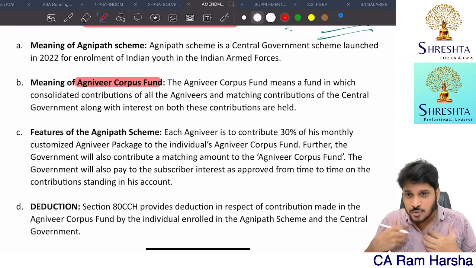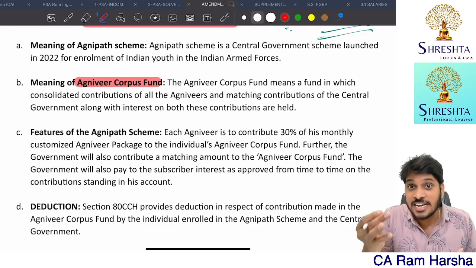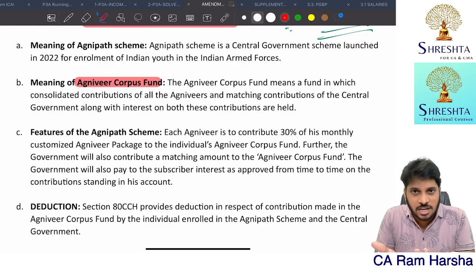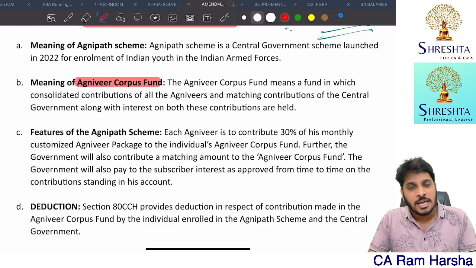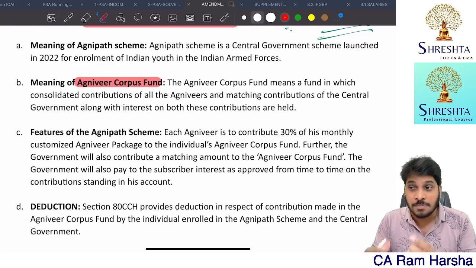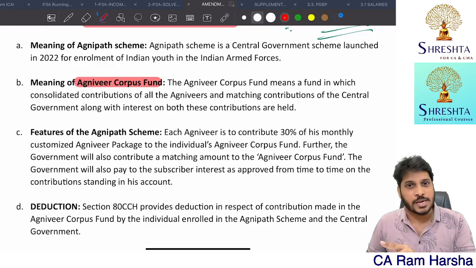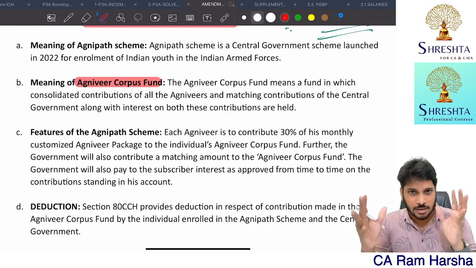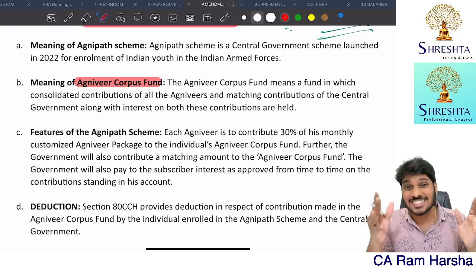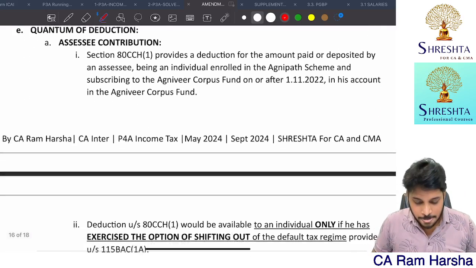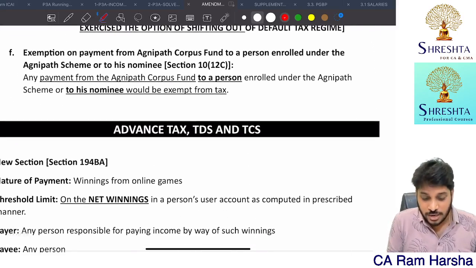If unexpectedly something happens to the Agniveer, the one who joined the Agnipath scheme, we call him Agniveer, his nominees will receive it. Whether he receives it after 4 years of service or the nominee receives that corpus, ultimately at the end of the service it is fully exempted. Whatever amount you are receiving is fully exempt.